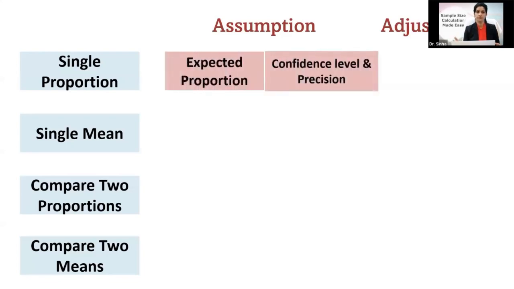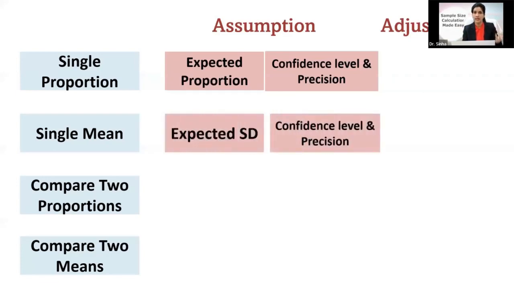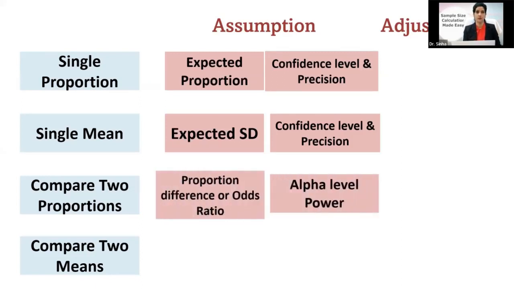So now, assumptions in case of this single proportion: you should have an expected proportion from the review of literature. If you are doing a thorough review of literature, you will have this expected proportion, or you take it from that review, what is the expected proportion of that particular outcome, and then you define the confidence level and precision. We will see how to do it. In case of a mean, you should have an expected standard deviation, because it's a continuous variable, so you need standard deviation, and the same confidence level and precision is required here also.